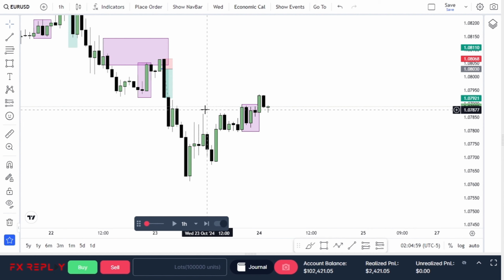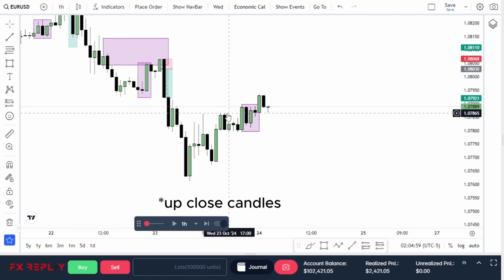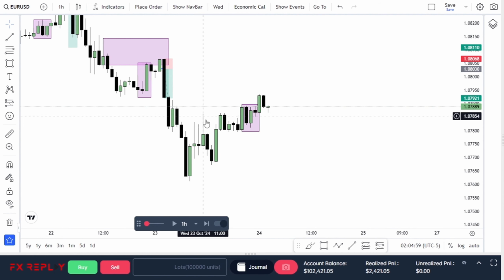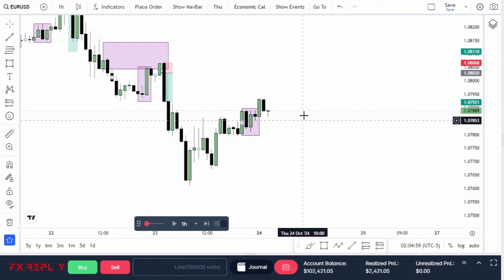We don't have any higher time frame PDA here. Like disrespecting these down close candles, momentum is changing to bullish. So now we are not looking for any setup here.